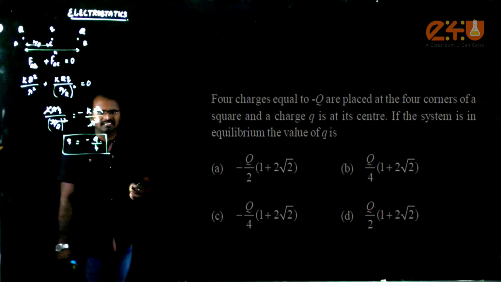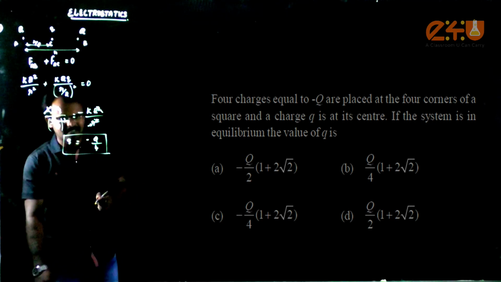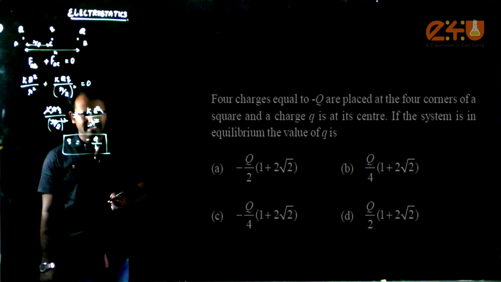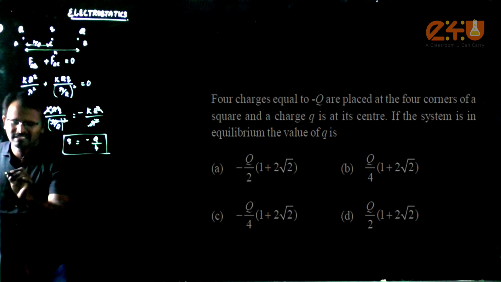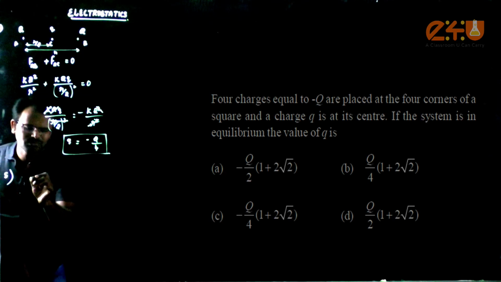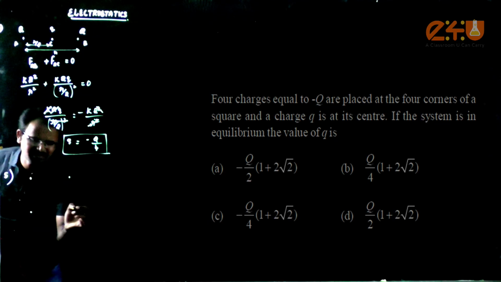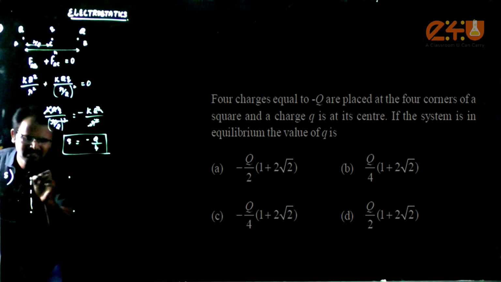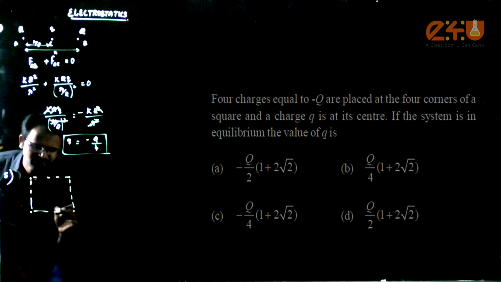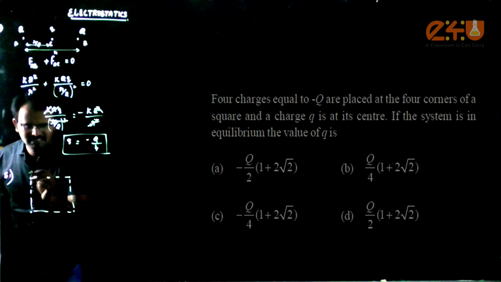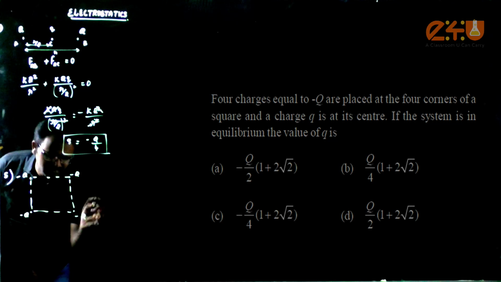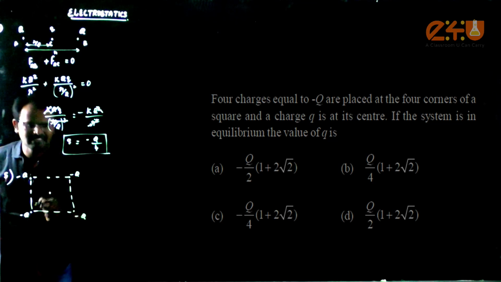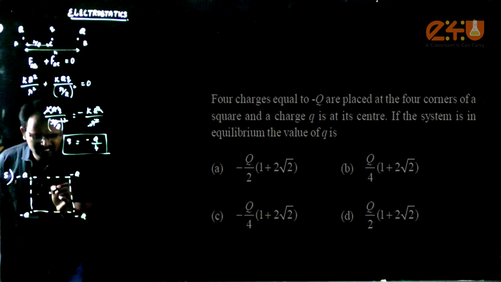4 charges equal to minus Q are placed at the 4 corners of a square, and a charge Q is at the center. If the system is in equilibrium, the value of Q is. We consider 4 charges kept at the 4 corners of a square of side, minus Q, minus Q, minus Q and minus Q, and I am going to keep one more charge at the center. The charge is plus Q.